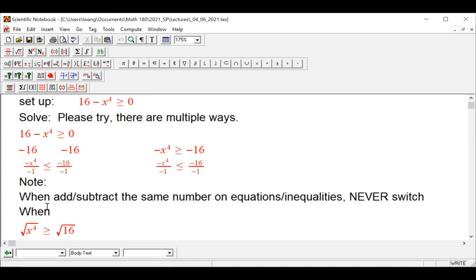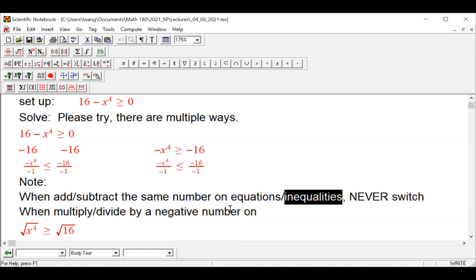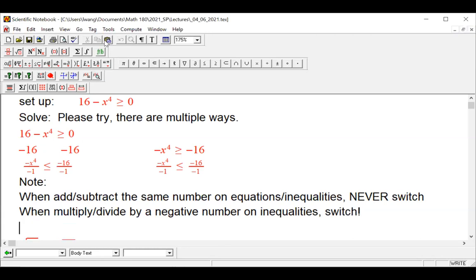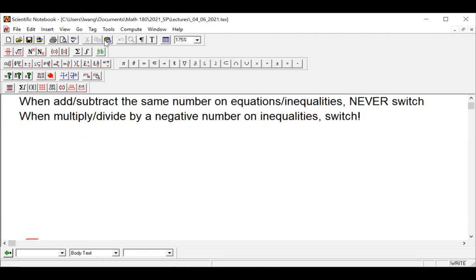When you multiply or divide by a negative number on inequalities, switch. I don't want you guys to have to memorize these things. I don't want you guys to have to memorize things.